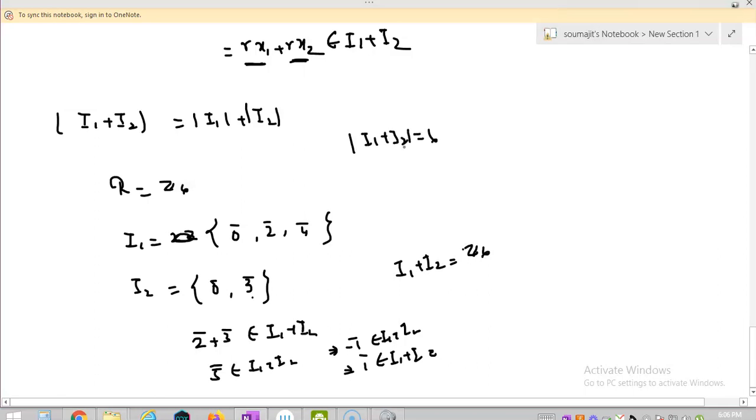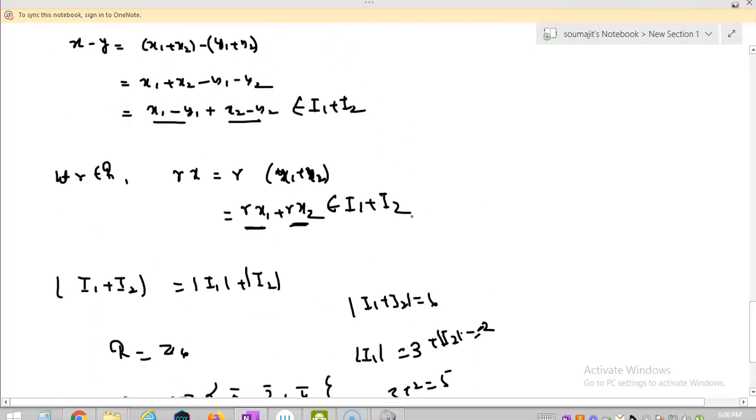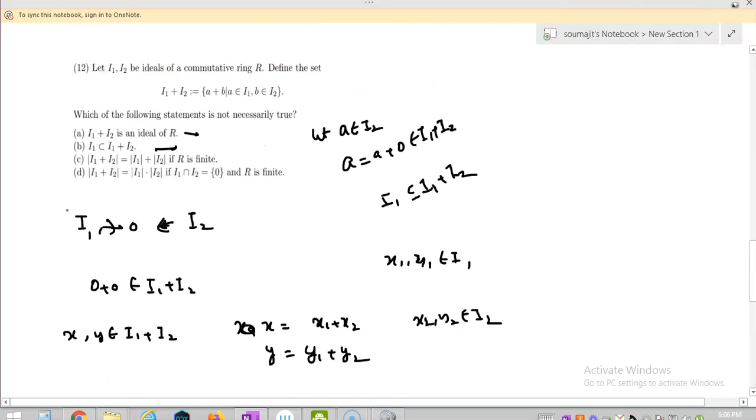Hence the cardinality of I1 plus I2 is equal to 6. Now what is the cardinality of I1? It is equal to 3. The cardinality of I2 is equal to 2. So this is nothing but 3 plus 2 is equal to 5. So this is our wrong option. So for this question, this is our required option. So option C is our correct option. Now that is all about question number 12. Let us solve question number 13.